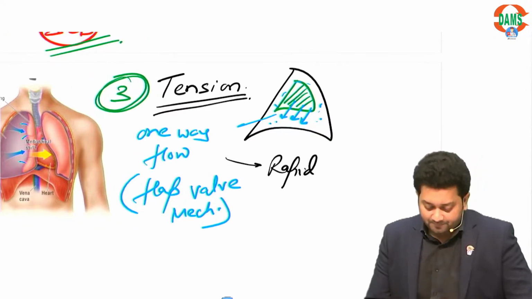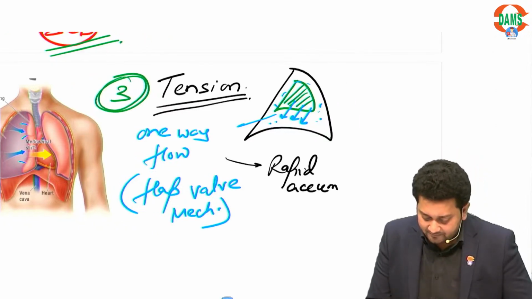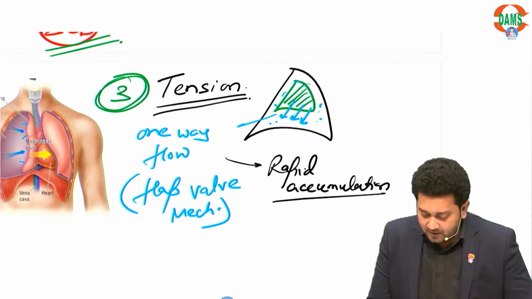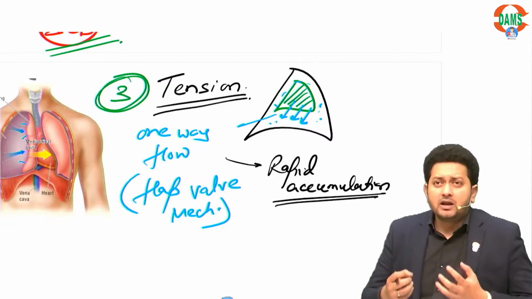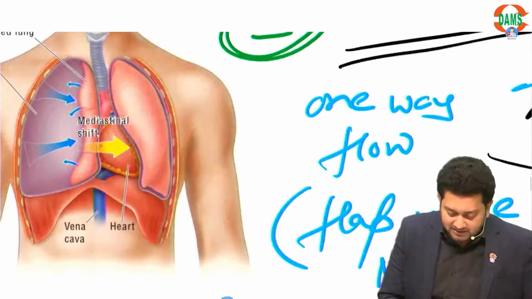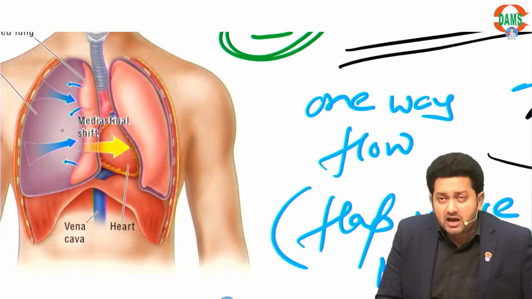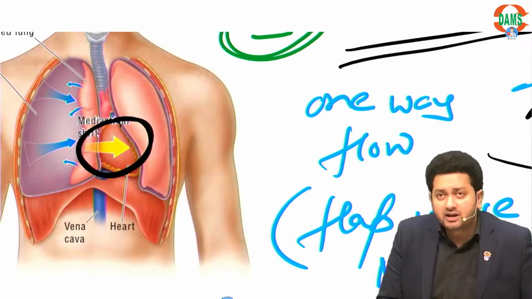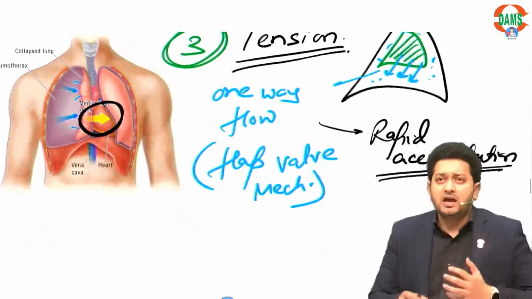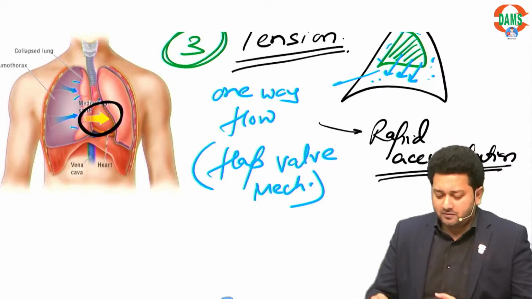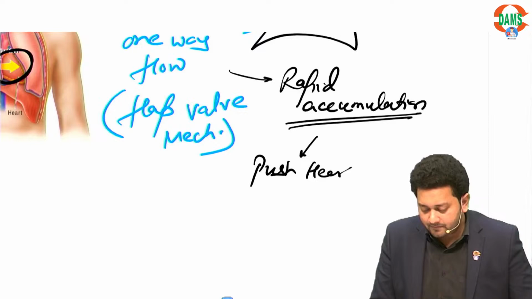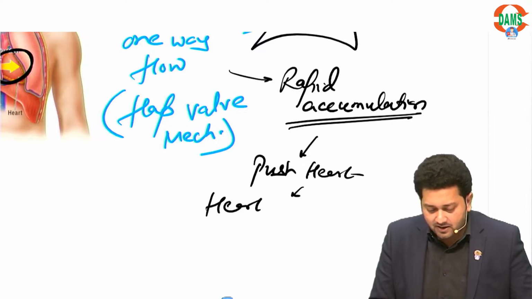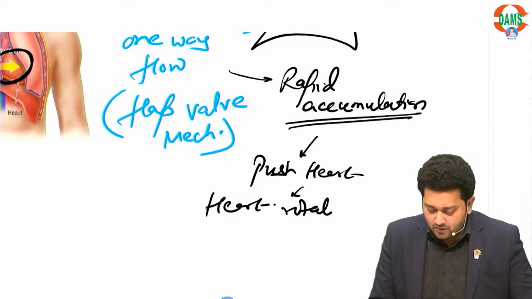Okay, so rapid accumulation. So there is very rapid accumulation of the air into the pleural cavity, and because of this rapid accumulation, can you see this, rapid accumulation of the air will push the heart towards the other side. Okay, with every breathing it is pushing the heart towards the other side, so it will push the heart, and in this case the heart rotates on SVC and IVC.